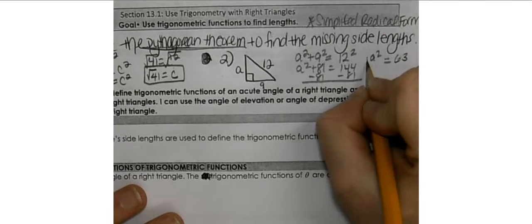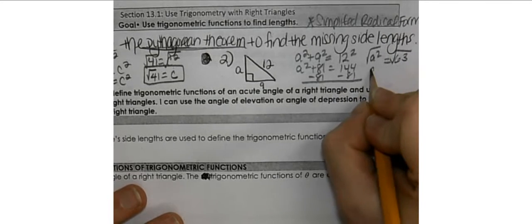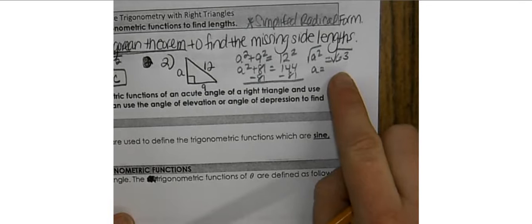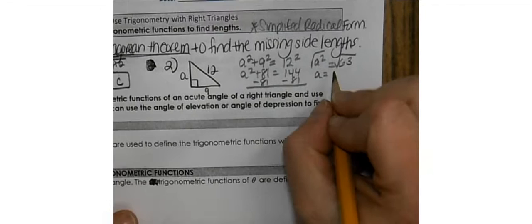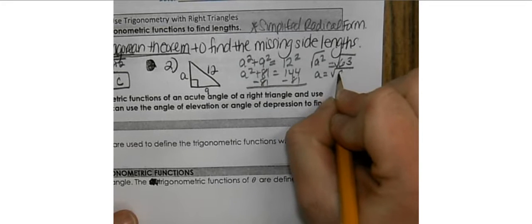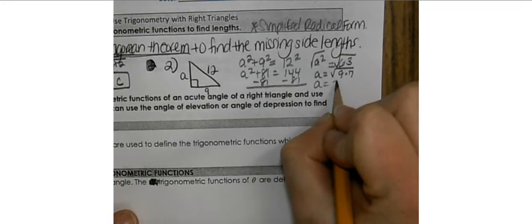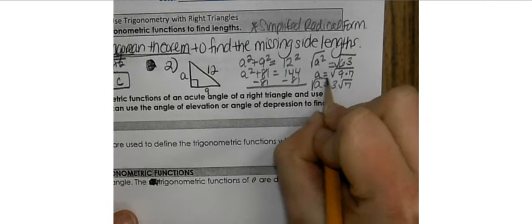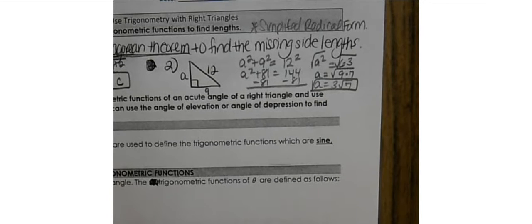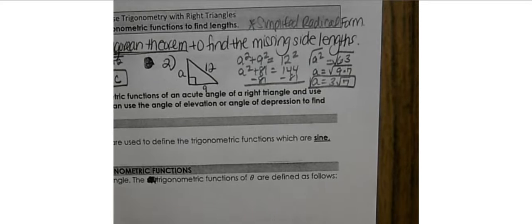I'm going to take the square root of both sides, and when I do that, I now need to simplify the square root of 63 even further. I know that 9 is a perfect square number, and it is a factor of 63, so I can rewrite this as 9 times 7, and the square root of 9 is 3, so a is equal to 3 square roots of 7. So hopefully you did pretty well with this warm-up, and if this warm-up was really easy for you, you will really like this first lesson.